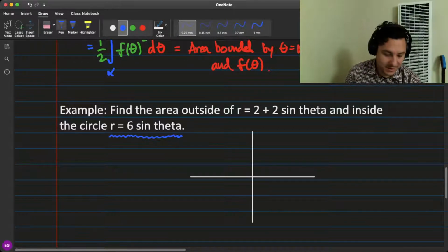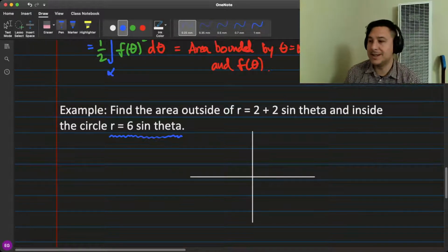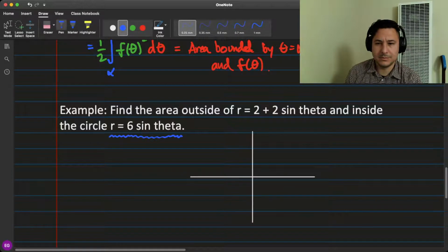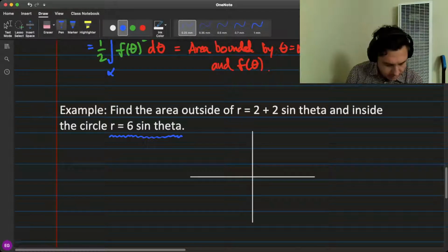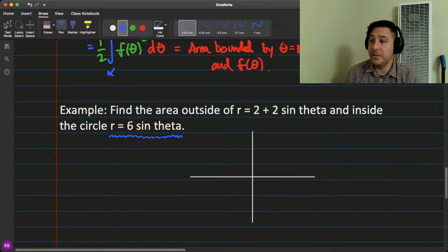So what do we know about this circle? It's going to have a radius of what? No. The one that I underlined in blue. What will the radius of this be? Actually, oddly enough, it will be 3. The diameter will be 6. We did an example like this the other day.